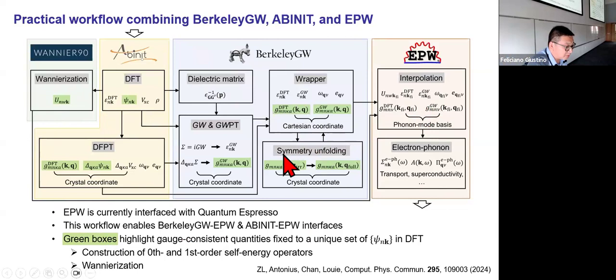In order to keep the gauge consistent throughout the whole workflow, the green boxes highlight the quantities that should stay within the same gauge. That involves the Wannier interpolations. So basically, gauge consistency is needed to construct the zero and first order self-energy operators, as well as the matrix elements, and also because of the Wannierization process.